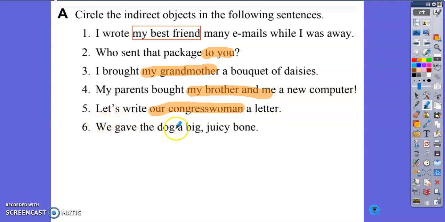And then finally, we gave the dog a big juicy bone. So who did we give the big juicy bone to? To the dog. So the dog is our indirect object. Good.